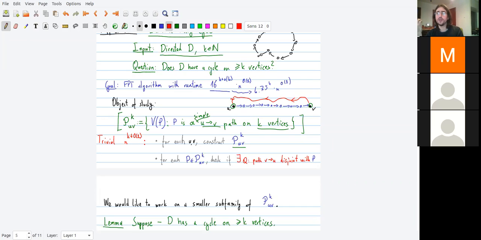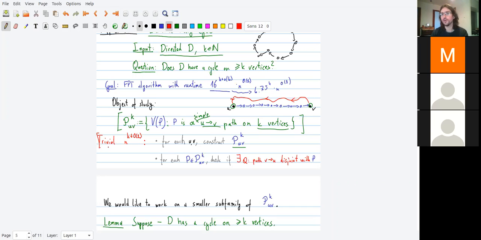And clearly, if I find such a back path, I see a directed cycle of length at least K, as on the picture. And on the other hand, if there is a cycle on at least K vertices in my graph, I can take K consecutive vertices on the cycle, and then there will be a back path that is disjoint from this prefix, which is just the remainder of the cycle. So this is the trivial n power K algorithm.